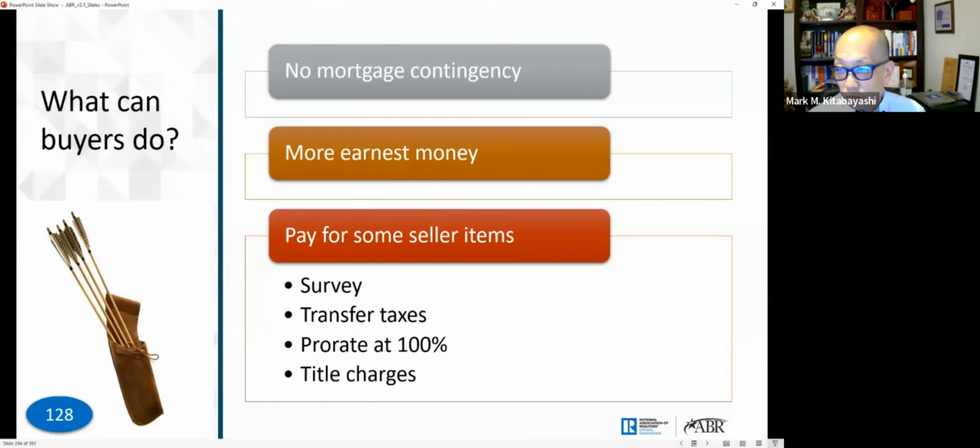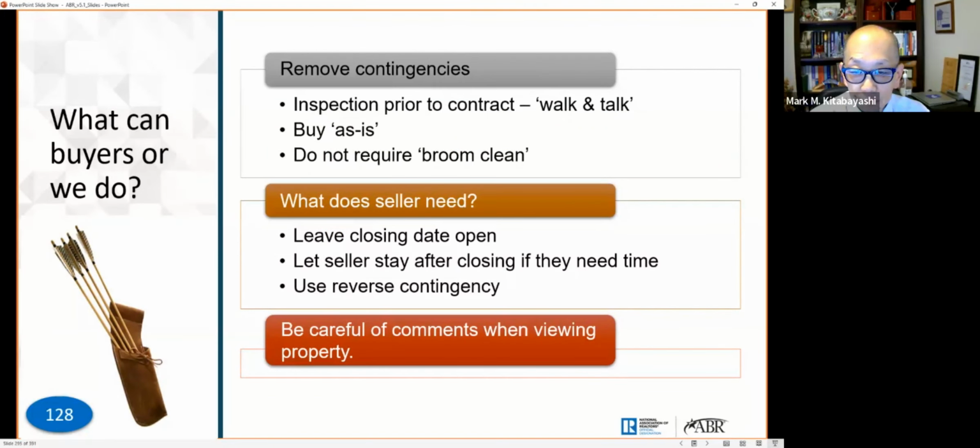What can buyers do? No mortgage contingency, more earnest money, pay for some of the seller's items, if it's possible, right? There's a lot of things that you could do potentially to have your offer accepted, especially in a seller's market. What can the buyer or we do? Remove contingencies. What does the seller need? Ask the seller, what kind of offer do you need? Is a closing day important? What's important to the seller?